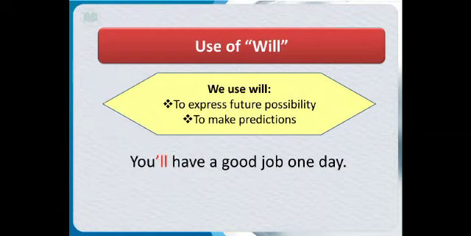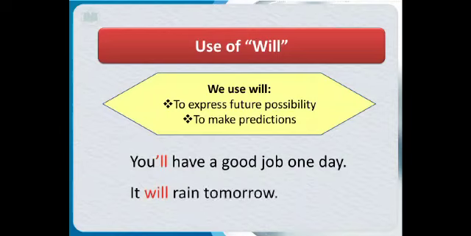We are not sure, but because of some things, we can hope that you will have a good job one day. To make predictions. How do we make predictions? Like, it will rain tomorrow. So we are just giving the prediction here. We are not sure whether it will rain or not, but we are just looking at the circumstances and giving the prediction that it can happen.